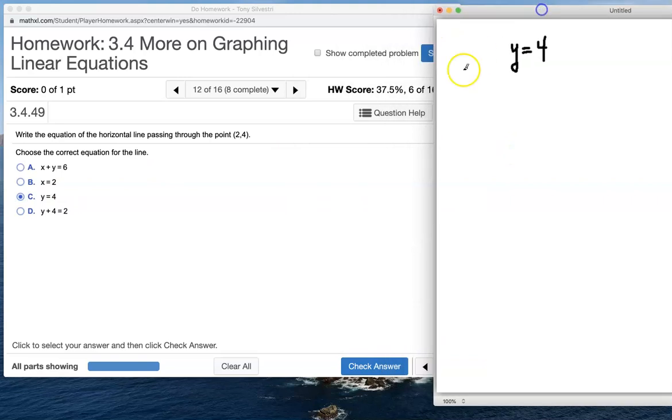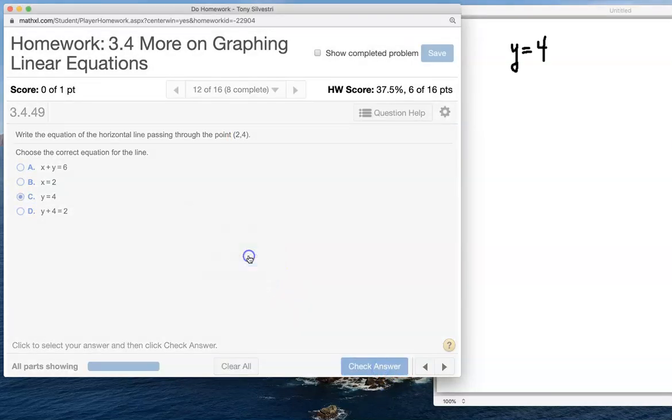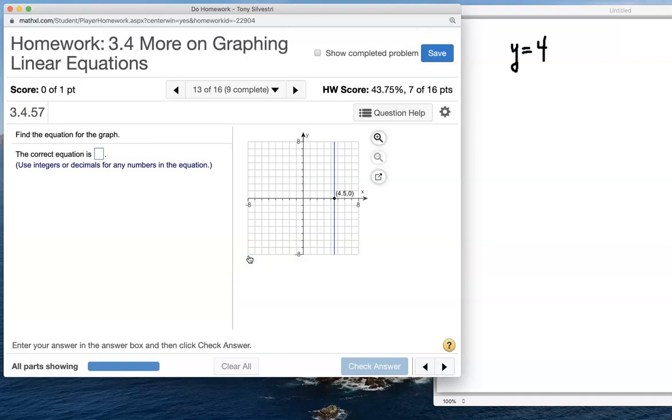It's always a y equals equation. It's got to go through that point. The value of that y must be the value of the y in the point. Check your answer. Well done. I bet you there's an x equals. Yep, there's an x equals right here.